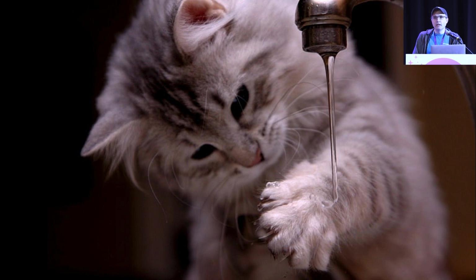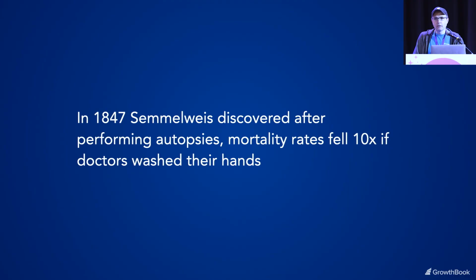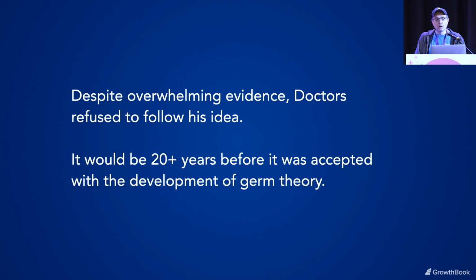So he had his doctors wash their hands with chlorine, and when he did that, he found that the mortality rates fell by 10x. Right, this is great news. Everyone remembers him because he introduced hand washing into the world. Well, it turns out not the case. Despite overwhelming evidence, the doctors just kind of refused to do his idea. So while he was chief resident, he was able to enforce it, but shortly afterwards, the doctors forced him out and went back to not washing their hands, and the mortality rates went right back up.